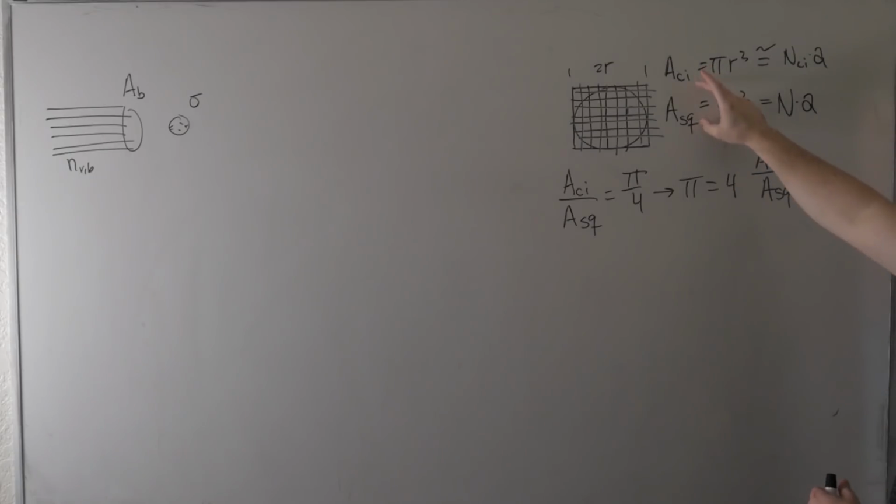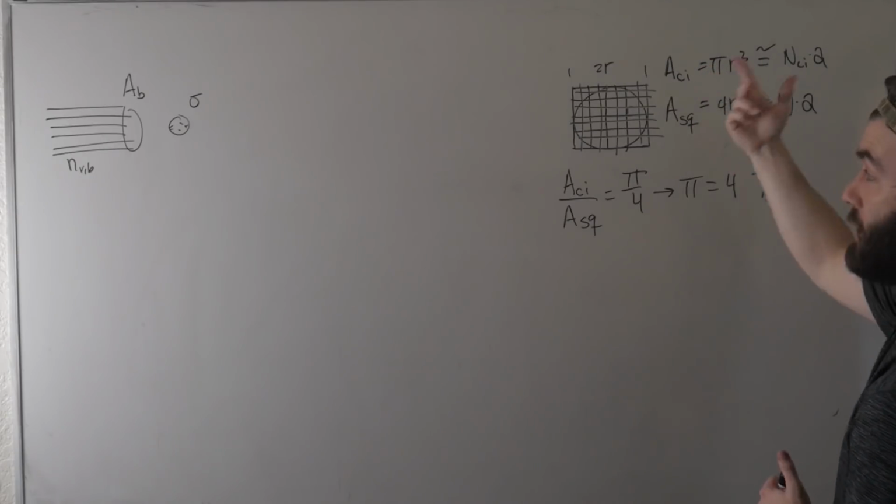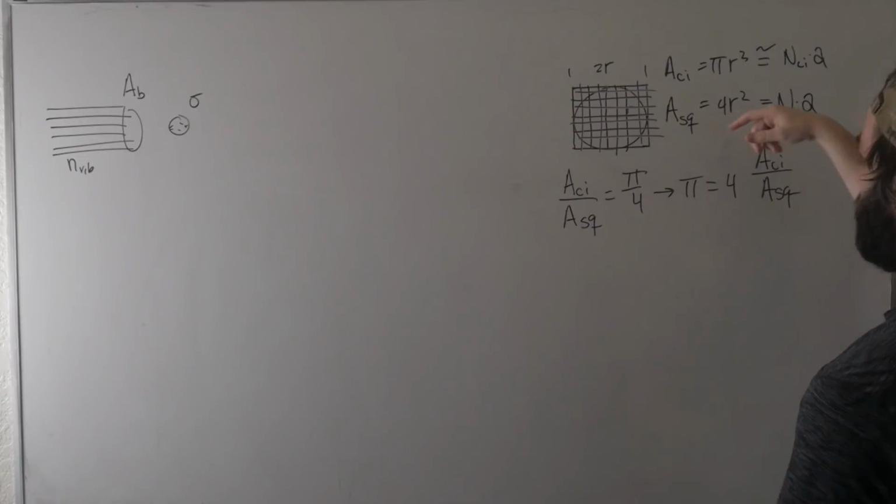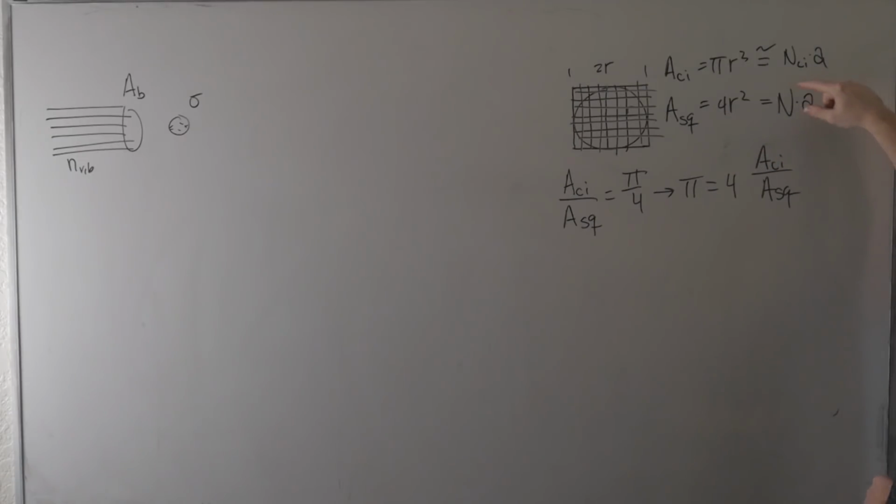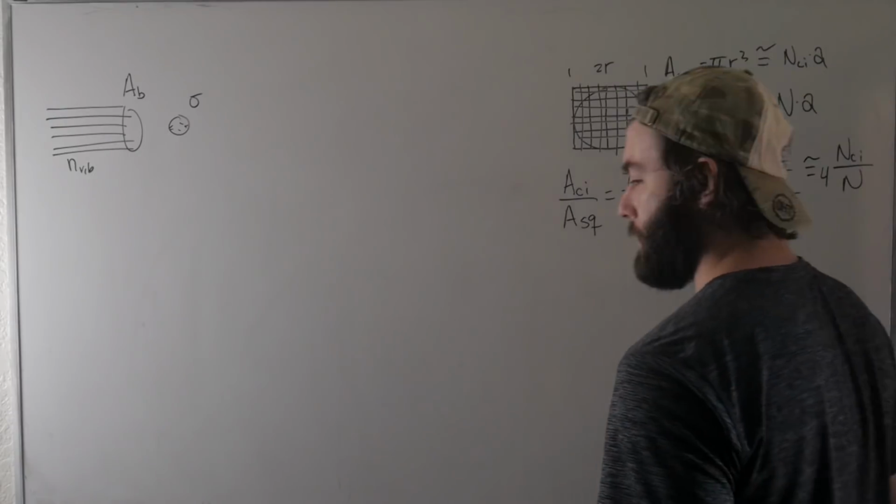So if we take the ratio of these two as an approximation, which gets better as we introduce more and more grids, little grid spaces, we can express this ratio as the ratio of the number of squares that are in the circle versus the total number. So it's equal to 4 N_CI over N. Maybe a little approximation here.